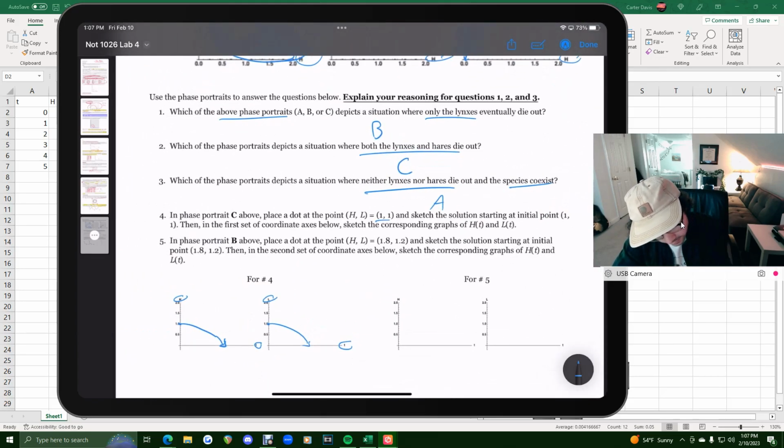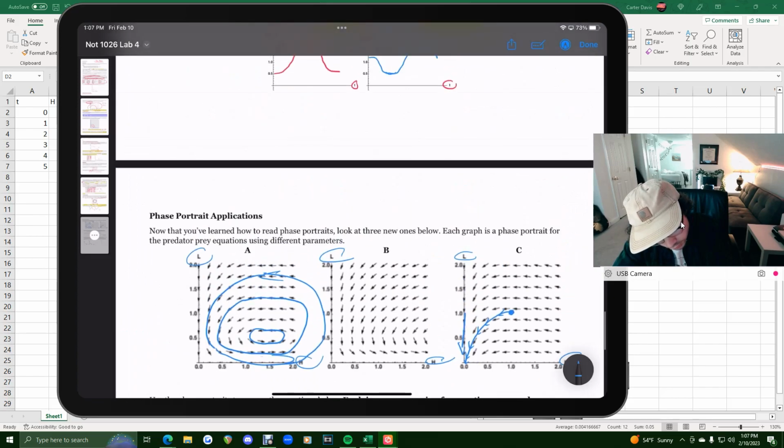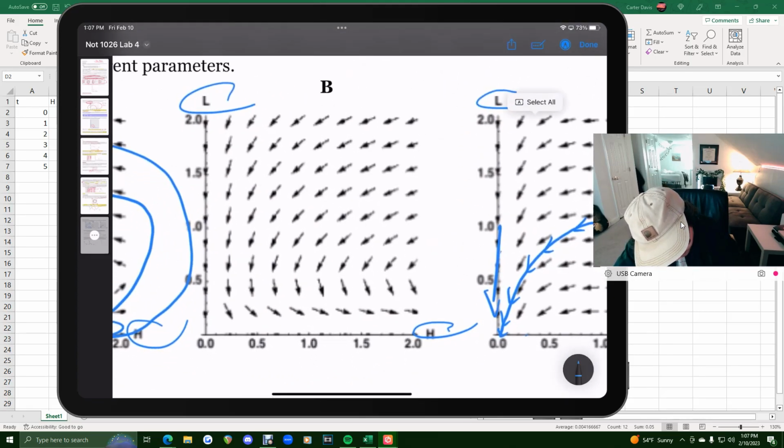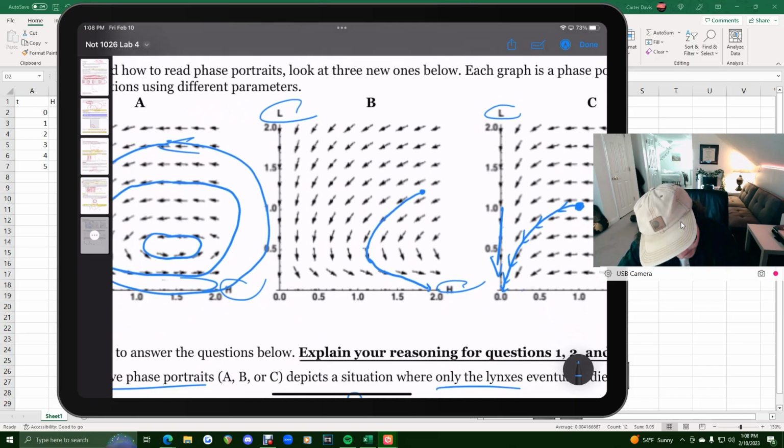Let's look at number 5 in phase portrait B. They give us 1.8 and 1.2. Where is that? Like right here maybe. And we want to sketch a solution here. So we're going bam, bam, bam, something like that. A little rough, but not too bad.